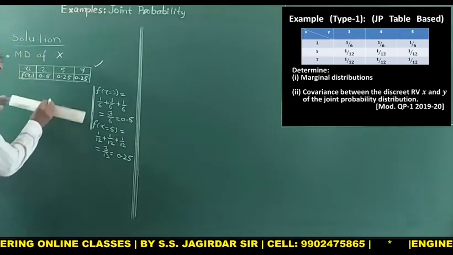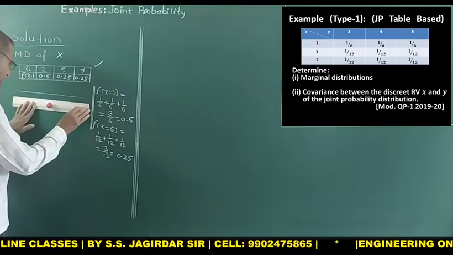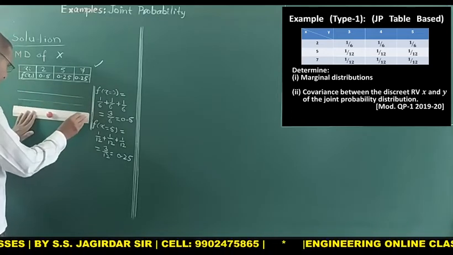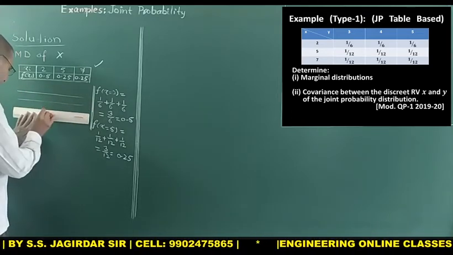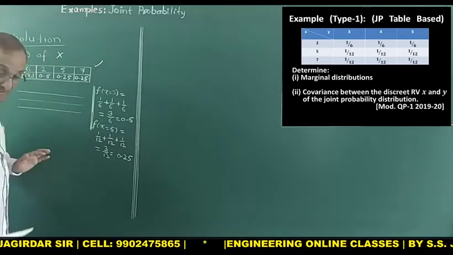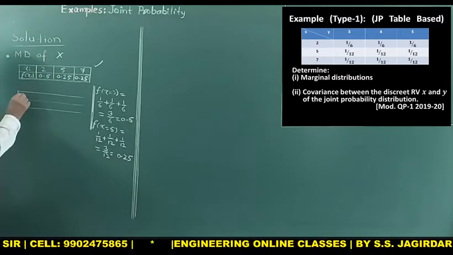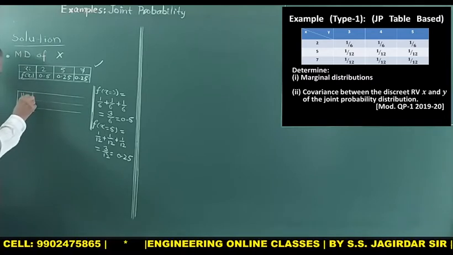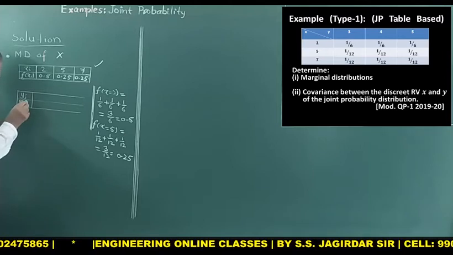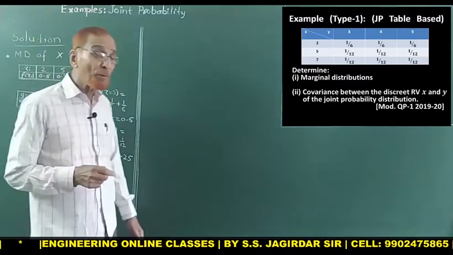Okay, next we will go for the marginal distribution of y. So let us have another table. Marginal distribution of y. It is very simple. Just take up the table and put the values. These are the yj values of random variable y, and these are the corresponding g(yj) values. So these are the values of the corresponding probability function.